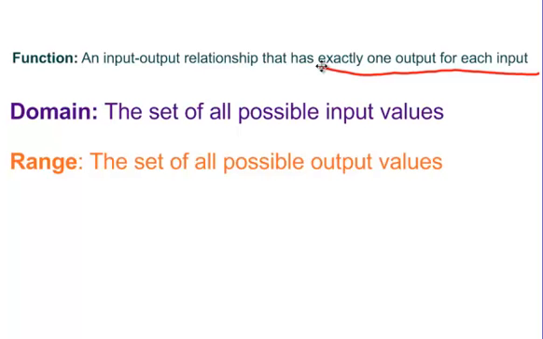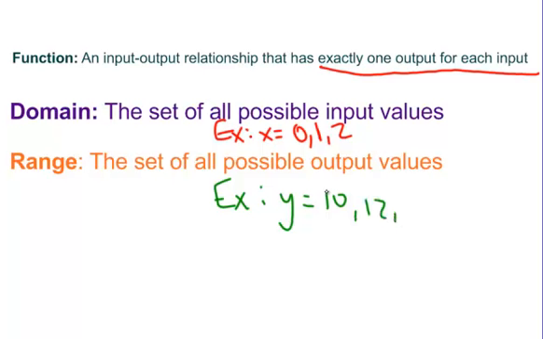Now, the domain is the set of all possible input values. So these are your x's. So a domain could be, like if I were to do an example, x equals 0, 1, and 2. That could be your domain. That's what you're putting into the function. Your range is the set of all possible output values. For example, you put an x in and you get out like y equals 10, 12, and 14, whatever it is. So that is your outputs. So domain, inputs, range, outputs.